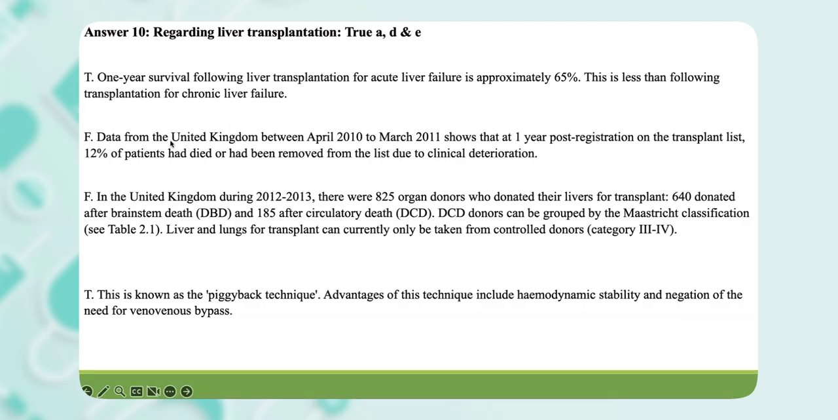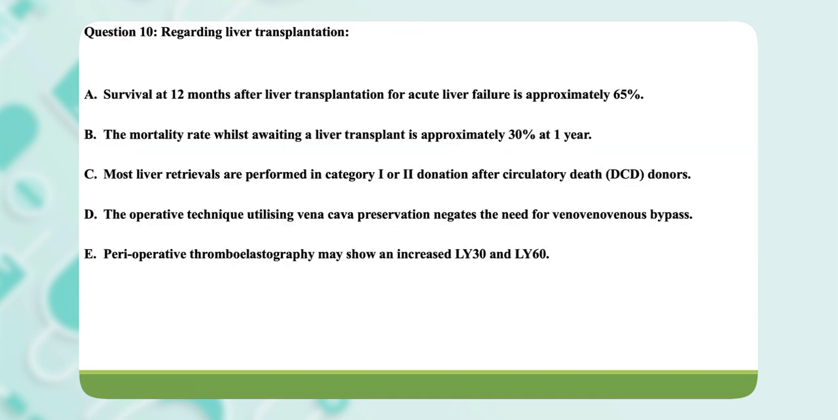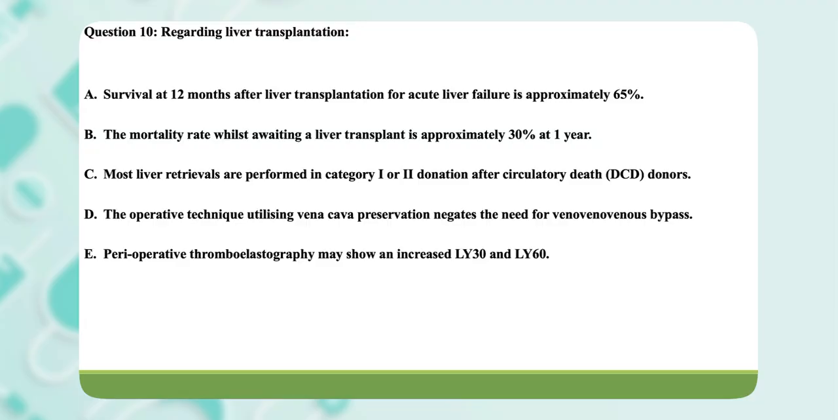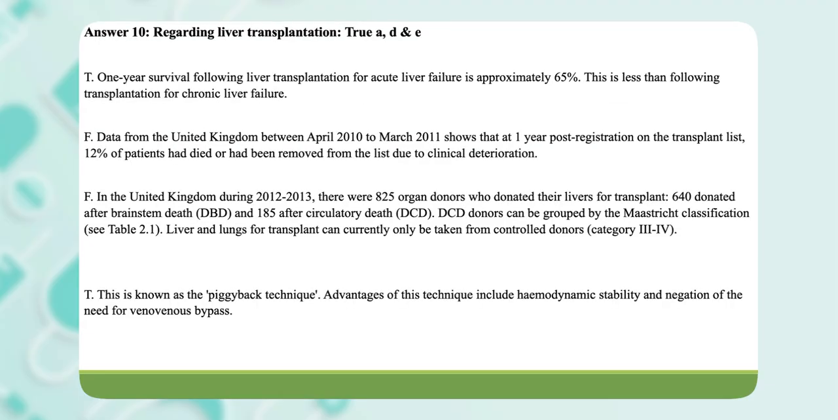So data from the United Kingdom between April 2010 to 2011: at 1 year post-registration on the transplant list, 12% of patients had died or been removed from the list due to clinical deterioration. So what was the mortality, is it 30%? No, it is less than 30%. Then the third question was whether most liver retrieval is performed in category 1 and 2 donation after circulatory death.